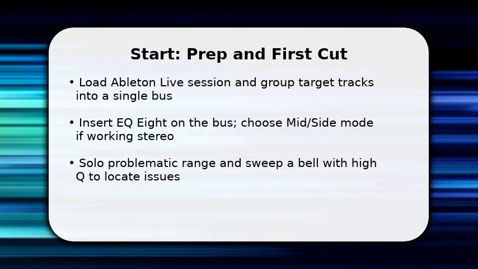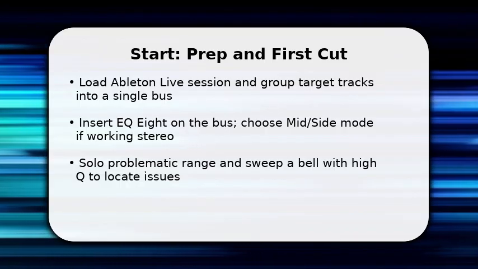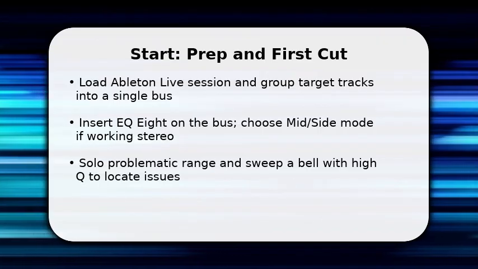With the track soloed, create a bell band and bump the gain while narrowing Q to sweep for harsh frequencies. Once you identify a problem, cut rather than boost. Gentle reductions around 2.6 dB remove buildup without killing the tone.